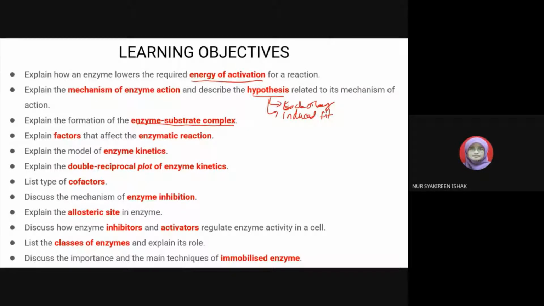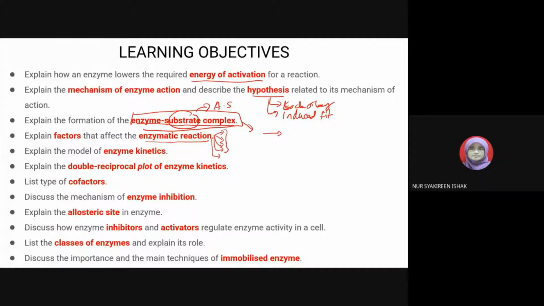So once the substrate enters into the active site of the enzyme, it forms the enzyme-substrate complex before it reaches the transition state to produce the product. Okay, so explain factors that affect enzymatic reaction. So I mentioned earlier, you have the pH, temperature, substrate concentration, enzyme concentration, and also the presence of inhibitors can also affect the rate of enzymatic reaction.